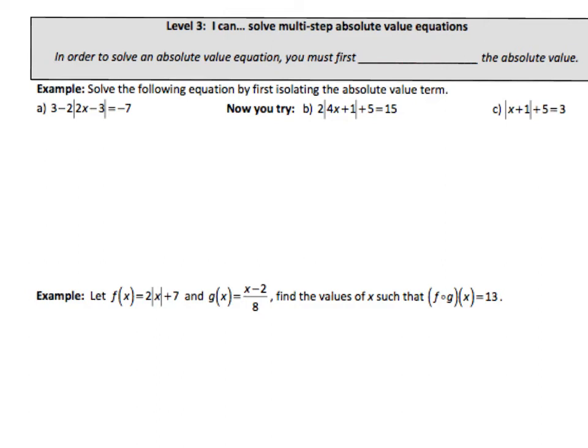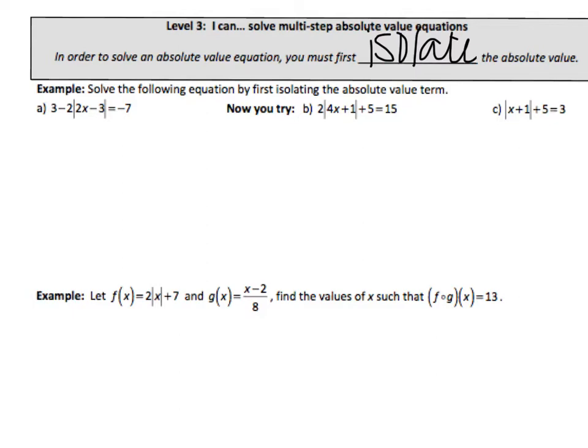Level 3, 5.5 is solving multi-step absolute value equations. So in order to solve absolute value equations, you must first isolate the absolute value. Basically, get that by itself so it looks like a level 2 problem.